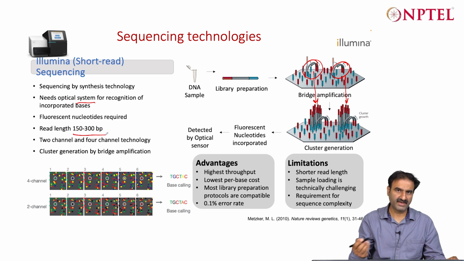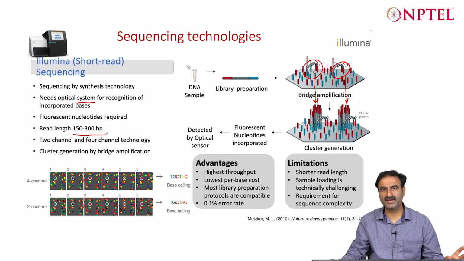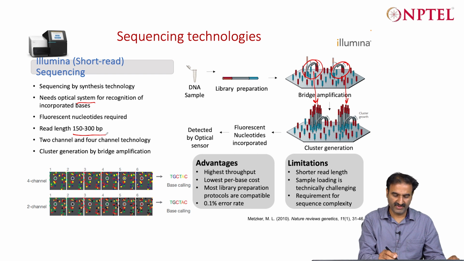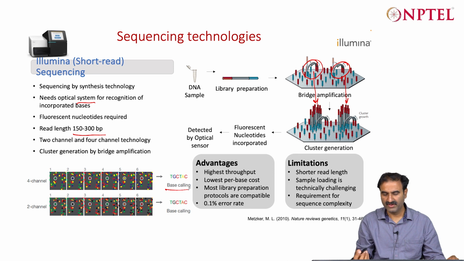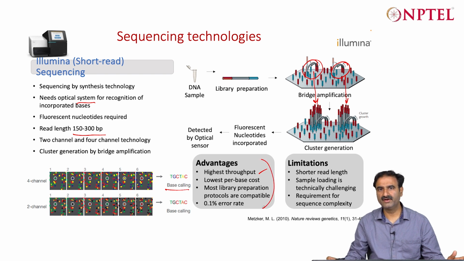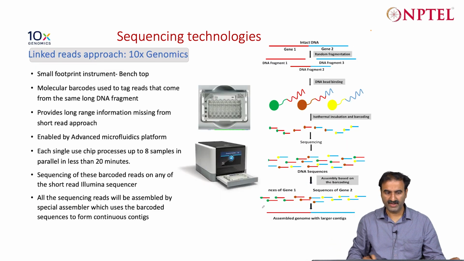Read length is not very large, up to 300 base pairs. This is the kind of image that they capture and then they call the bases. The good thing is that it is very high throughput, massively parallel, and very low cost, which is why it is a gold standard for sequencing. But the problem is that it requires a lot of assembly software which works on these short reads and assembles them further.